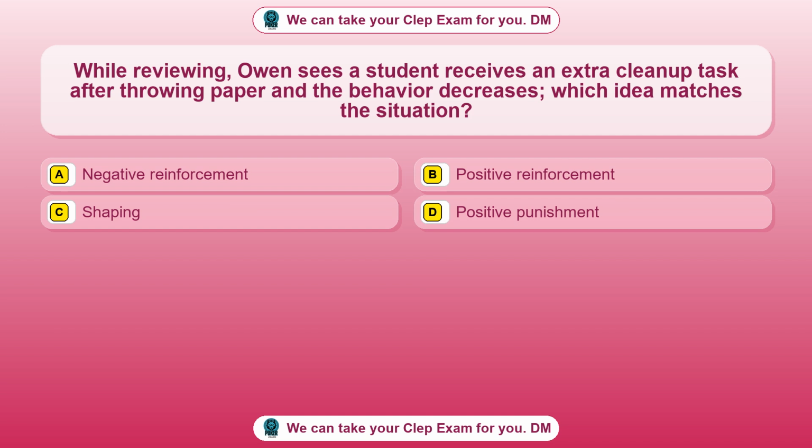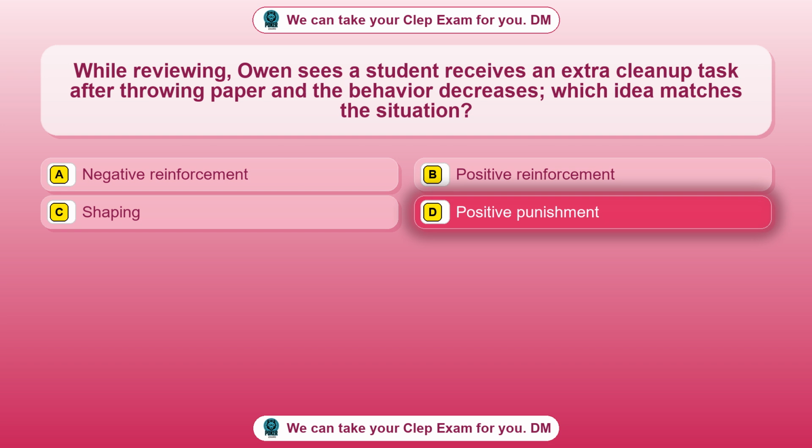Question 4. While reviewing, Owen sees a student receives an extra cleanup task after throwing paper and the behavior decreases. Which idea matches the situation? Option A, negative reinforcement. Option B, positive reinforcement. Option C, shaping. Option D, positive punishment. The correct answer is option D.